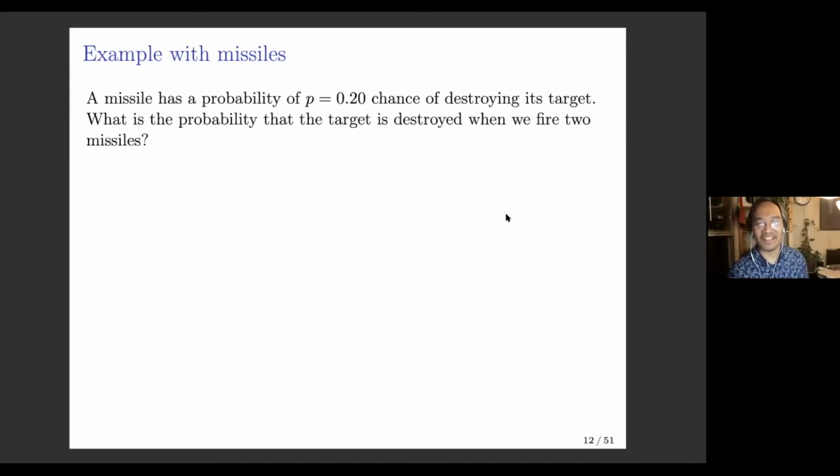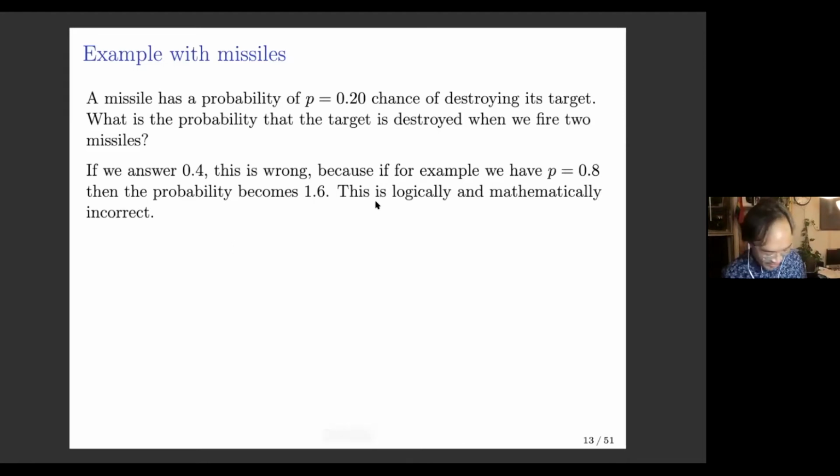Okay. All right. Then, yeah, if you think it's 0.4, it's wrong. I'm sorry. Because let's say we change the probability to 0.6 or 0.8. If it's 0.8, then the probability becomes 1.6. So this is incorrect. First, you don't add probabilities when these are two mutually exclusive events. And second, you cannot destroy the same target twice. So that's why it's larger than 1.